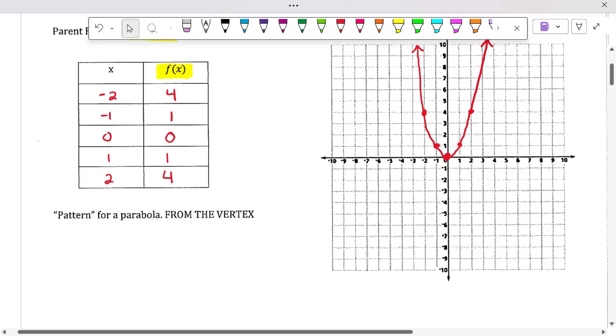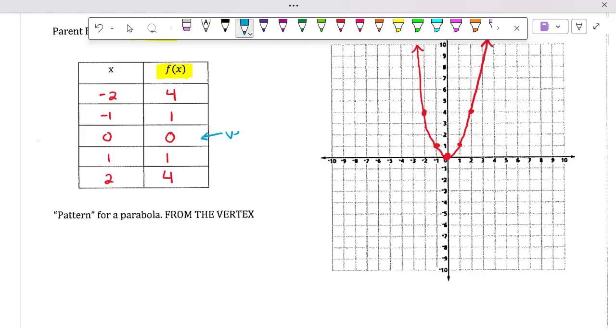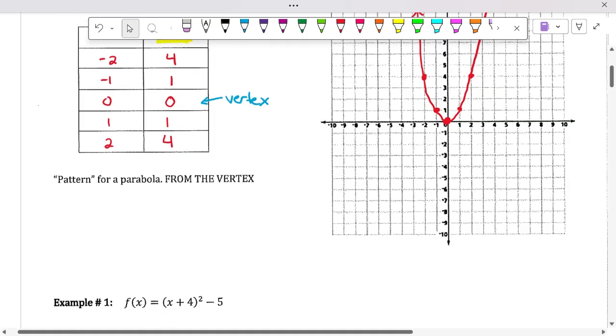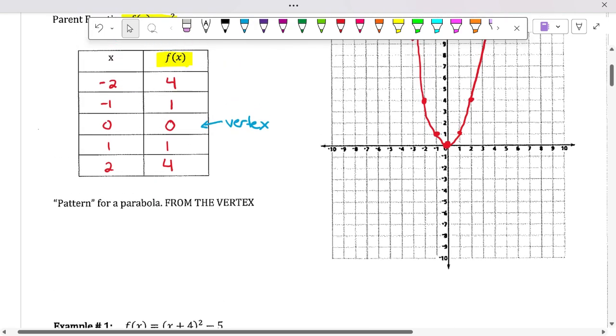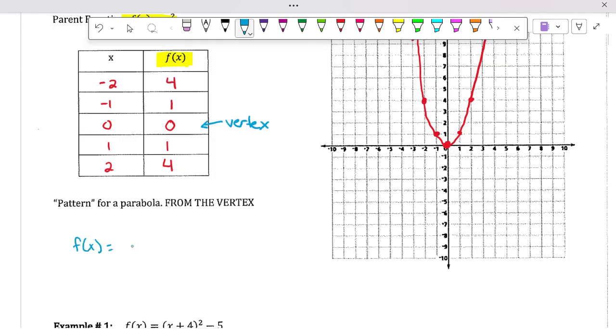Now, the pattern for a parabola from the vertex. Okay, what is my vertex? 0, 0 is my vertex. So right here is my vertex. Now, the pattern for vertex form is this: f of x is equal to a times (x minus h) squared plus k, where the point (h, k) is your vertex.